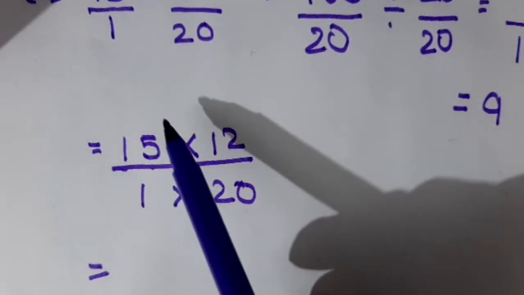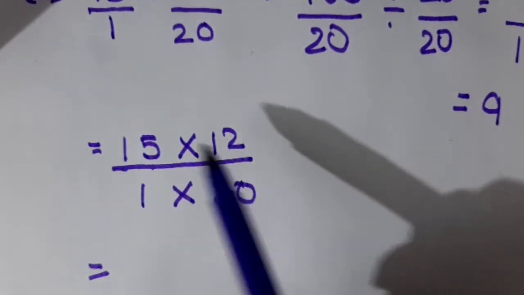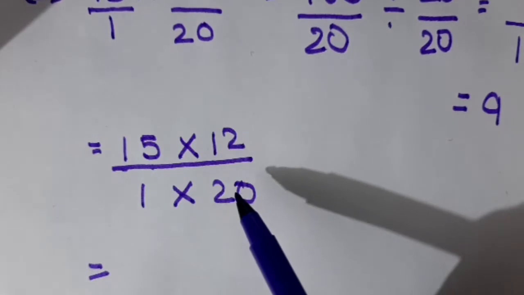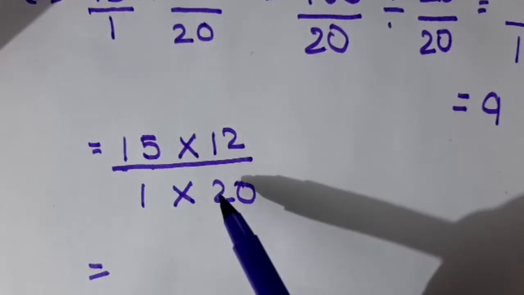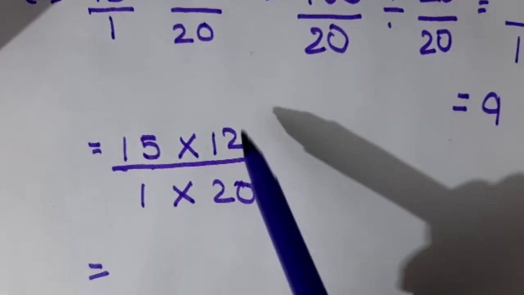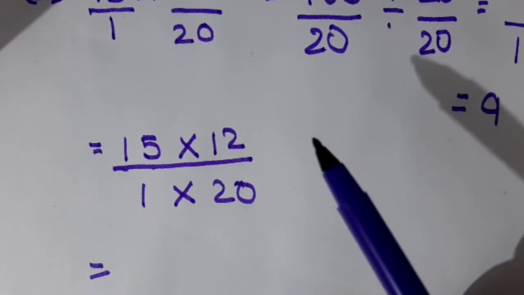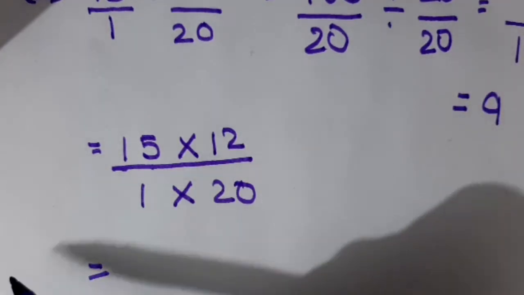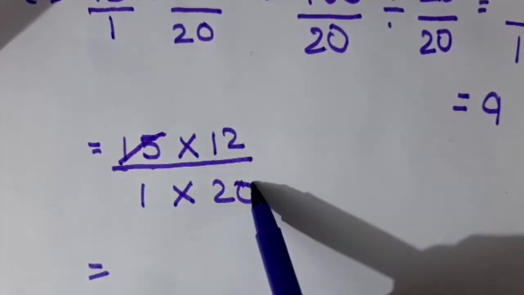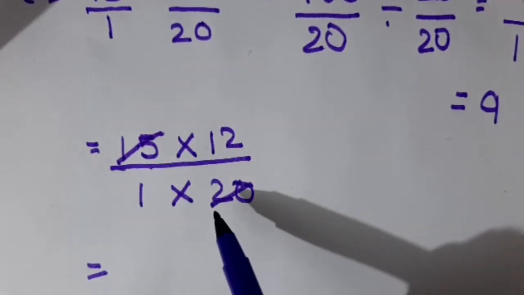Now you can see here 15 and 20. Both of the numbers are divisible by 5. I can use these two numbers, or I can divide these two numbers by 5. Here both these numbers are divisible by 2. It is your wish. You can choose any of the methods. See, I am using these two. Both the numbers are divisible by 5.